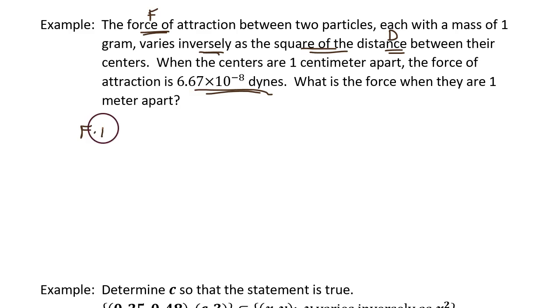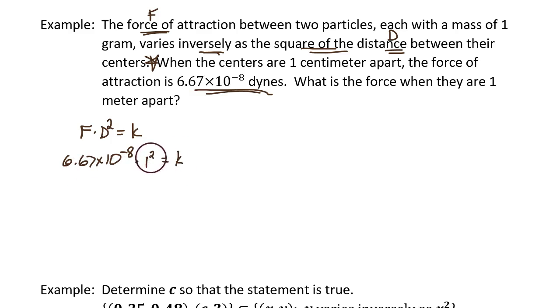From that first sentence, we can write our model. Force times distance squared is equal to a constant. I'll call that constant k. Now, just like the problems about direct variation in an earlier chapter, we're going to discover the value of k by substituting in known numbers for F and d. That's going to come from this sentence here. When the distance is 1 centimeter apart, the force is this number. So for the letter F, fill in 6.67 times 10 to the negative 8. And for d, fill in 1 centimeter. Because it's d squared, we're going to square the 1. And that's equal to k.